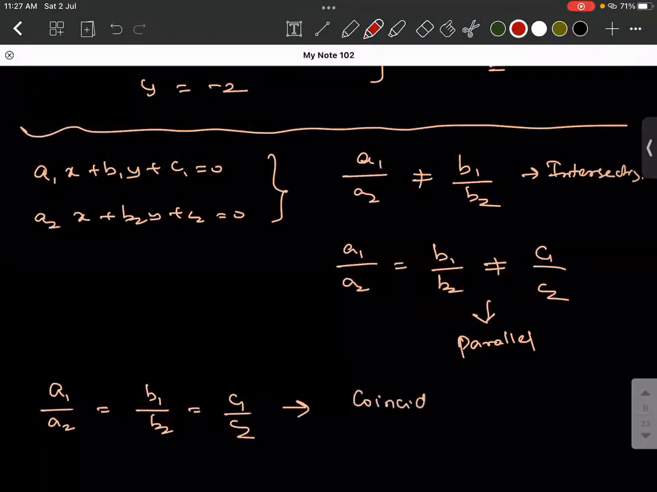coincident. So what is the meaning of this? So when I say they are intersecting, they both meet at a point. When they say they both are parallel, they meet at infinity. When I say they both are coincident, they will overlap on top of each other. There are infinitely many solutions.